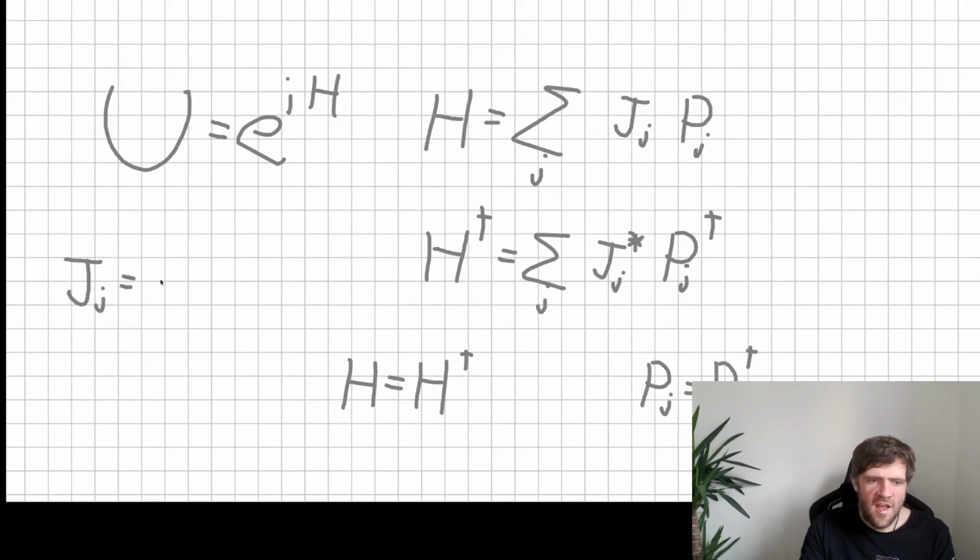So a general unitary can be written as e to the i h for some h, which can be expressed as a linear combination of n-qubit Paulis with real coefficients.